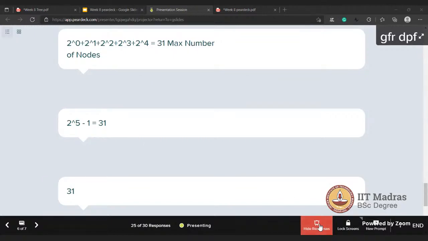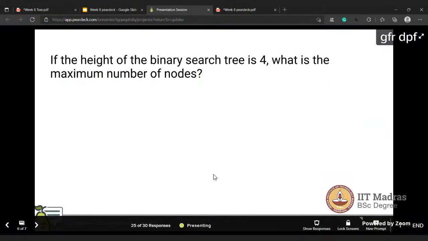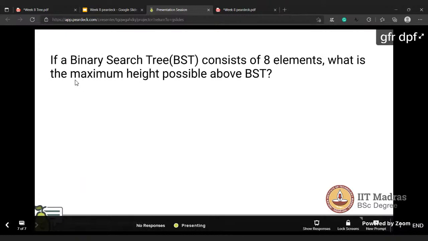Okay. So if you have any doubt in this question, you can ask. Okay, we'll move to the next question. If a binary search tree consists of 8 elements, what is the maximum height possible? This is a bit tricky question, so we'll wait 5 minutes.